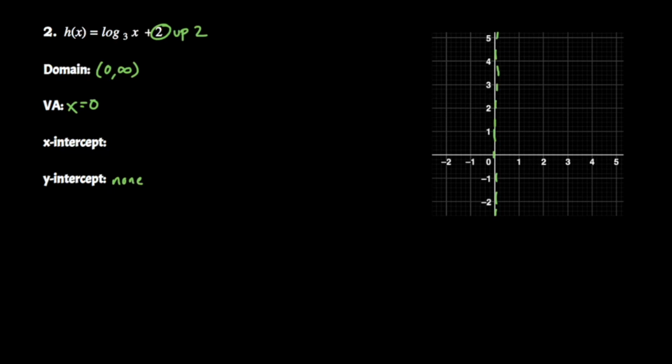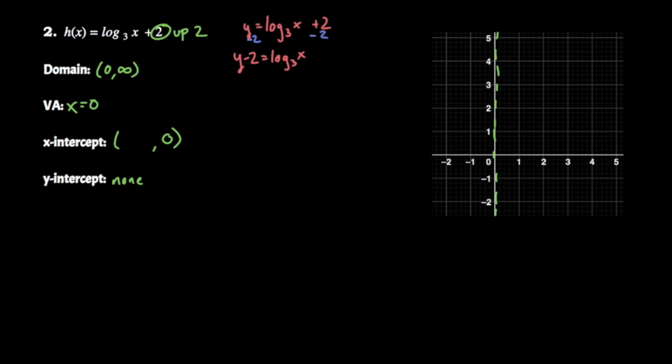It will have an x-intercept somewhere though, because the range is all real numbers. So I know the x-intercept is going to be some point on the x-axis where the y value is 0. I'm actually going to hold off finding that until just a second when I have this thing in exponential form. So let's rewrite this as y equals log base 3 of x plus 2. So I have to isolate the log term first by subtracting 2 from both sides. So I have y minus 2 equals the log base 3 of x.